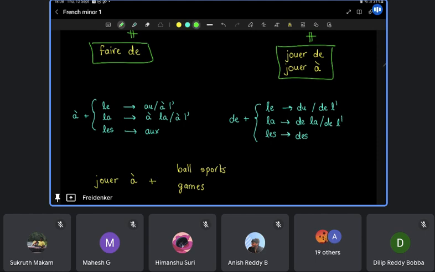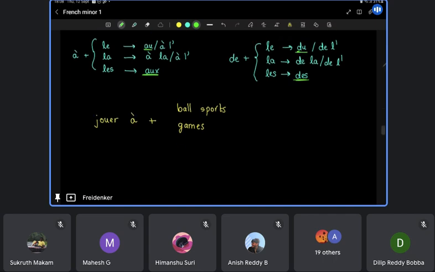The only point of concern is this one. If there is some à here, there is some aux, du, des. It's like they're fusing together. They fuse together and they become au. Here also, same case. These two fuse together, they become aux. In the other cases, there is no fusion. It remains the same.